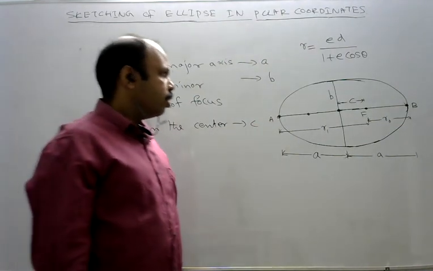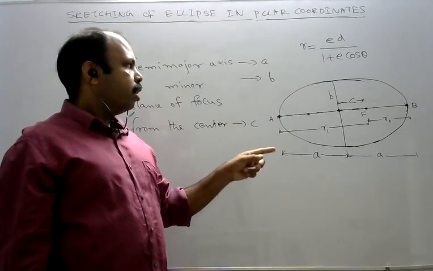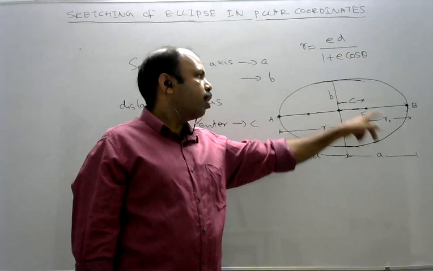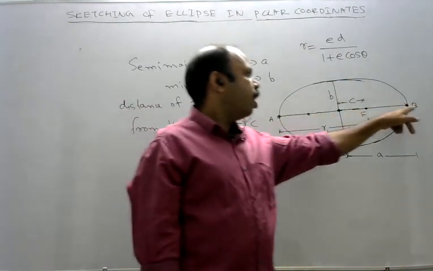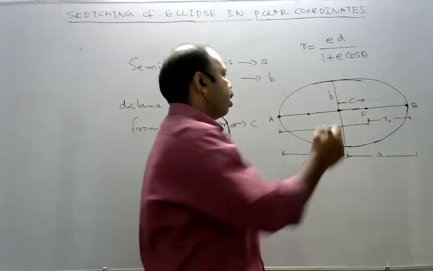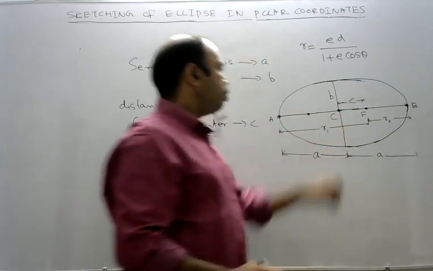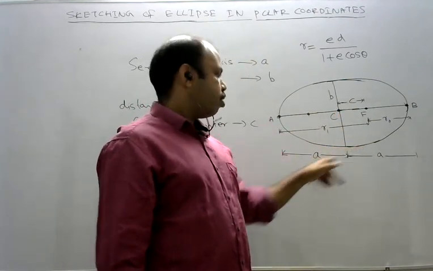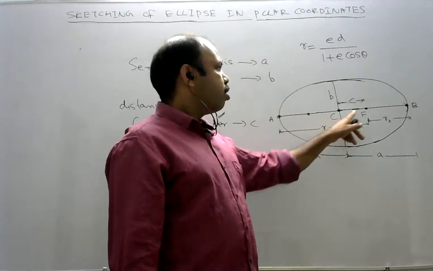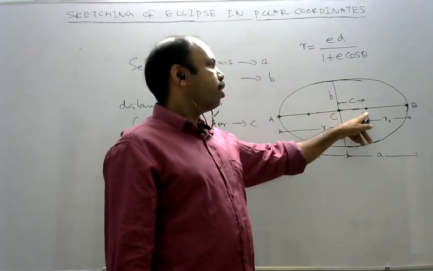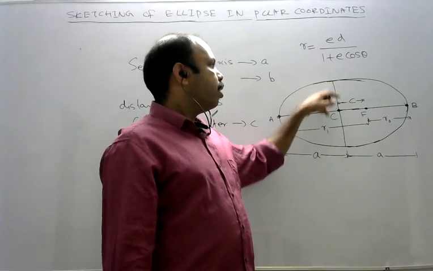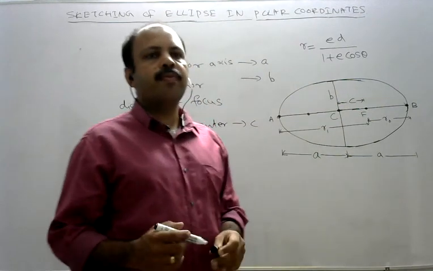Look at the picture. In this picture, this is the center, focus, a vertex, another vertex. So this is the center, say C. CB is the semi-major axis A. Again, AC is also equal to A. CF is the distance of the focus from the center, which is C. The upward one is the semi-minor axis, which is B.